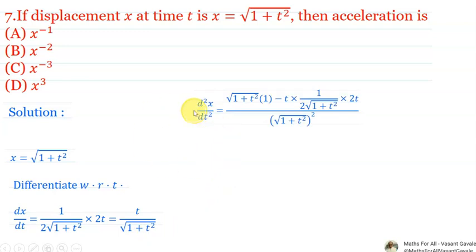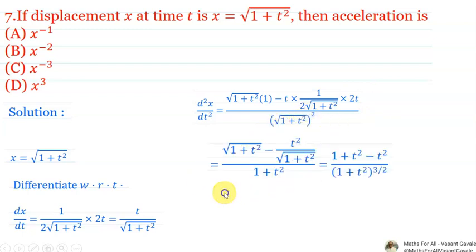Again differentiate this with respect to t using the quotient rule. Therefore, root of 1 plus t square into derivative of t is 1, minus t into derivative of root of 1 plus t square. It's 1 upon 2 times root of 1 plus t square into derivative of 1 plus t square, which is 2t. 2 gets cancelled. Upon v square means what, root of 1 plus t square bracket square.